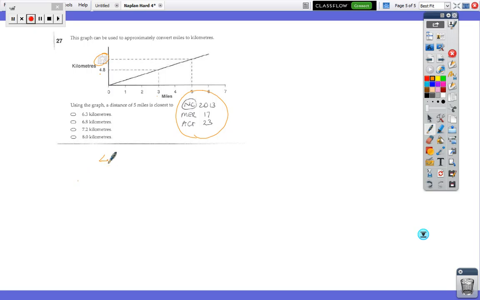Okay, so 4.8 kilometres equals 3 miles, and if you're a runner, you would know that. So that means divide by 3, so 1.6 kilometres equals 1 mile. And so for 5 miles, 1.6 times 5 equals 8 kilometres. So 5 miles equals 8 kilometres, which is that answer there. Okay, and next question, and that's the last one, so hope you enjoyed that one.